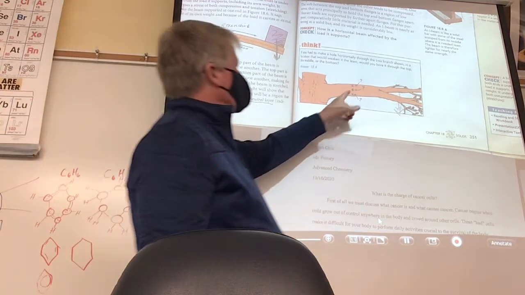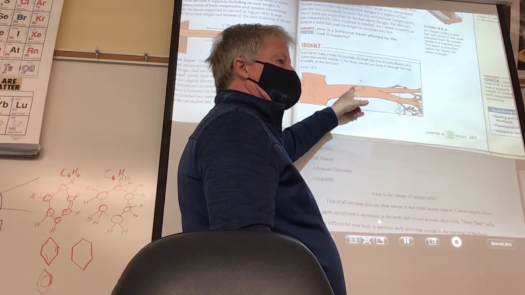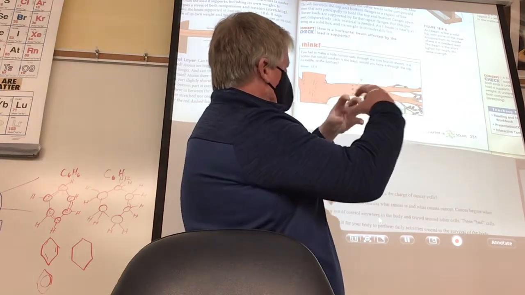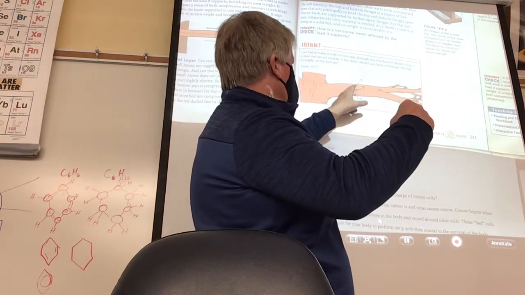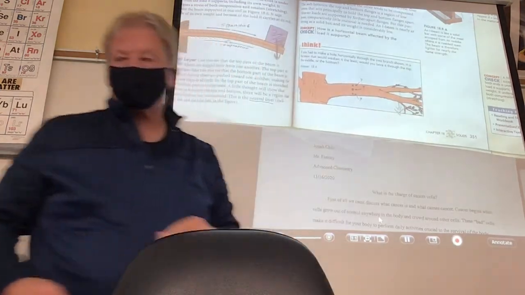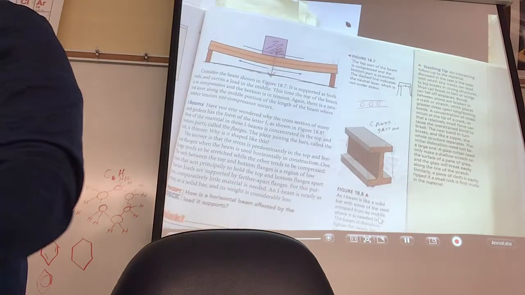Because if you put weights here, what's going to happen? There's going to be a lot of stresses on the top and the bottom, aren't there? And that's going to tend to either crush it or stretch it. If it stretches here, it'll open up, or it'll crush through here. So you put it in the middle. All right, and I'll show you one of those in the video.